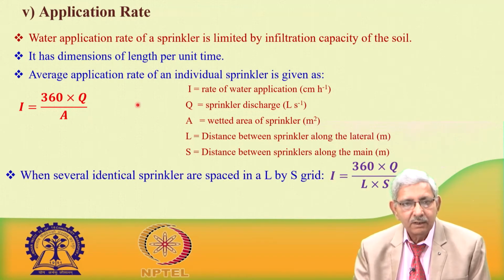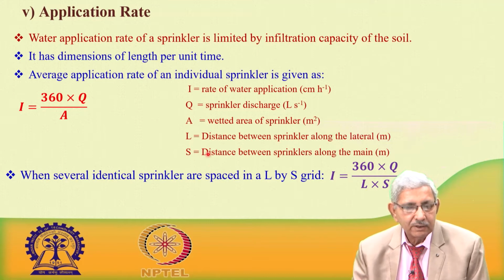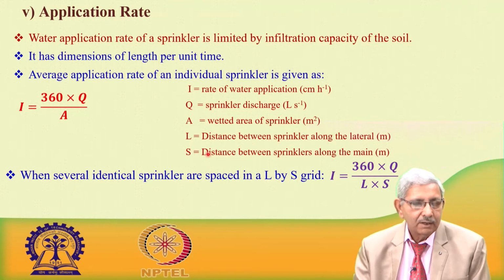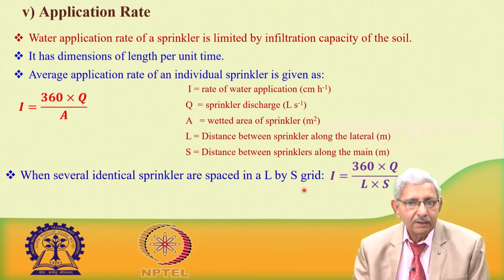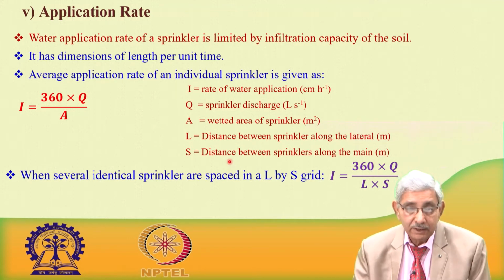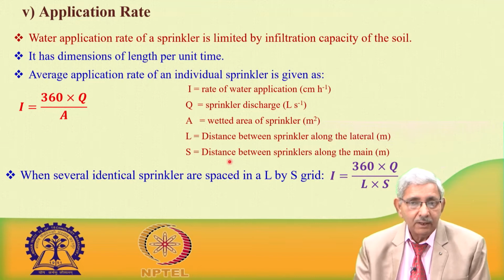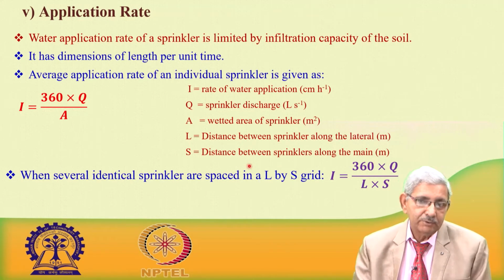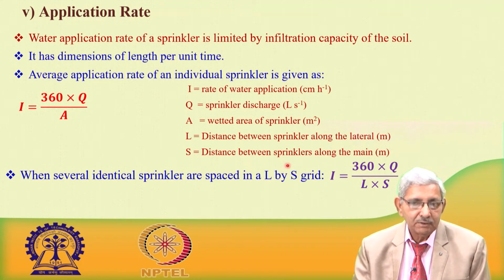When there are several identical sprinklers, they are placed in a field, and it could be a square pattern or a rectangular pattern, that is L by S. Suppose L is larger than S, then it is going to be a rectangular pattern. If L equals S, then it becomes a square pattern.